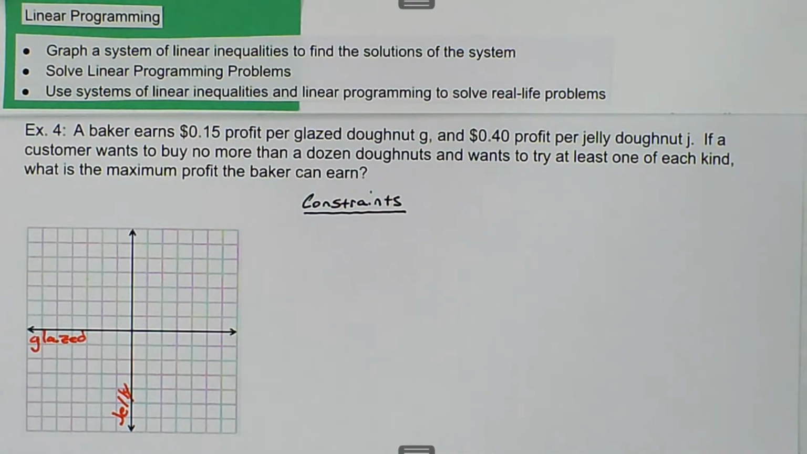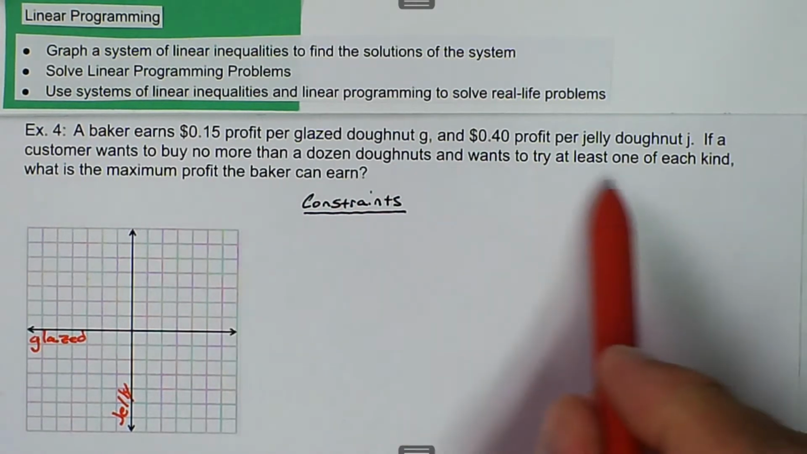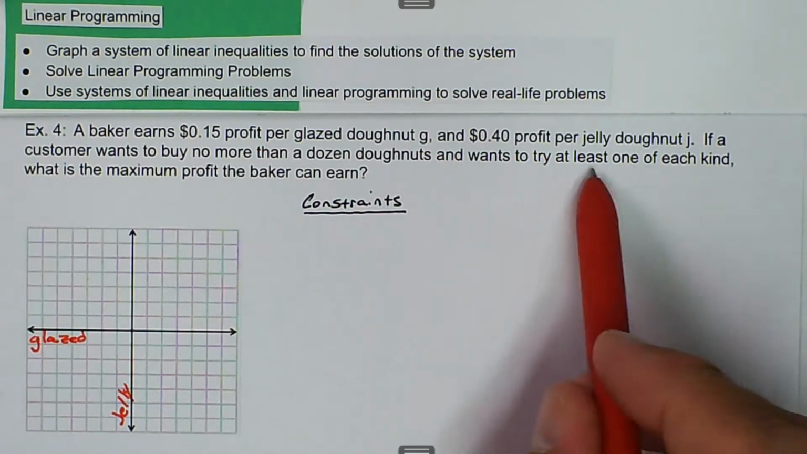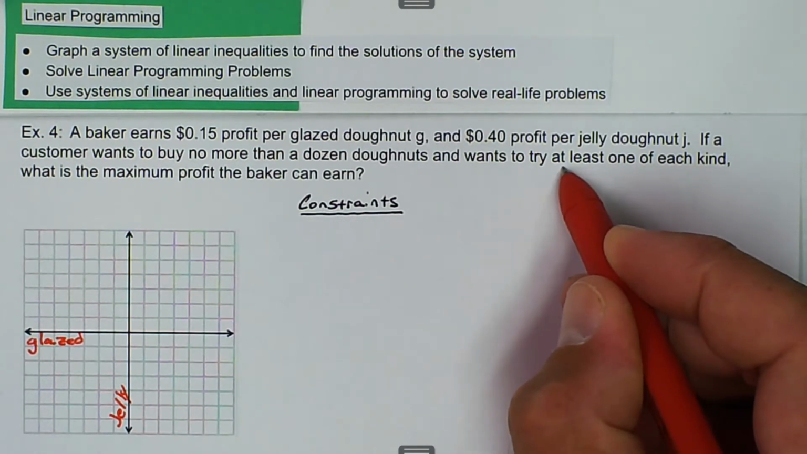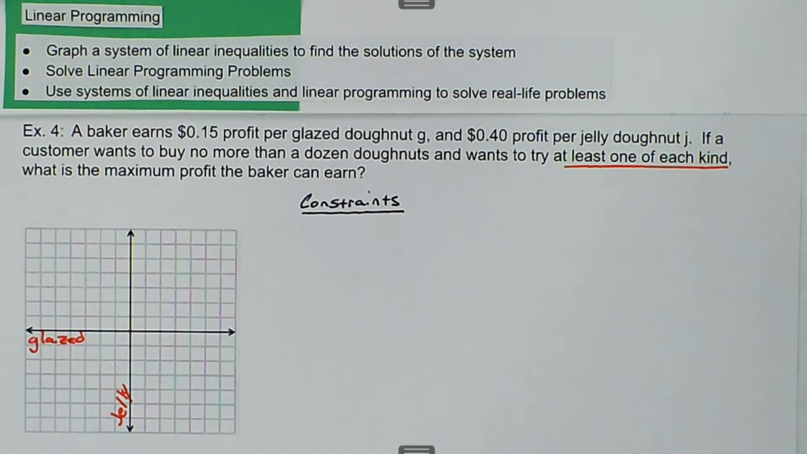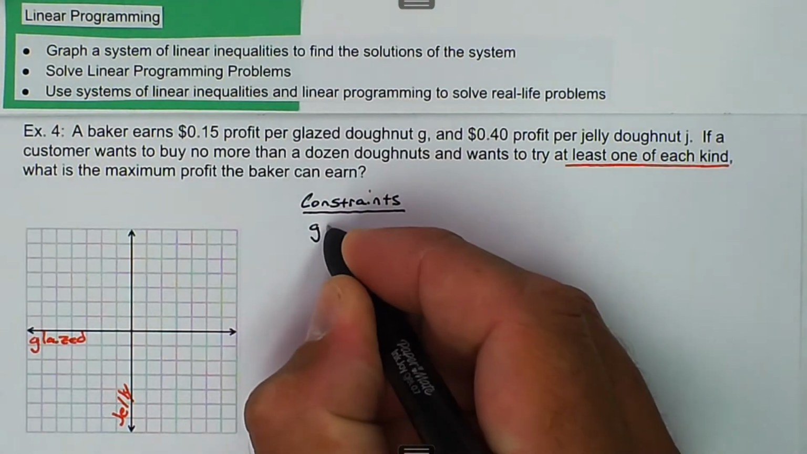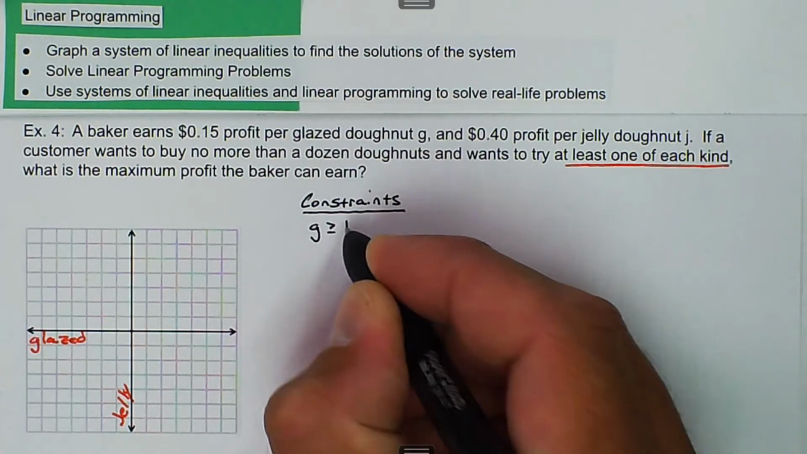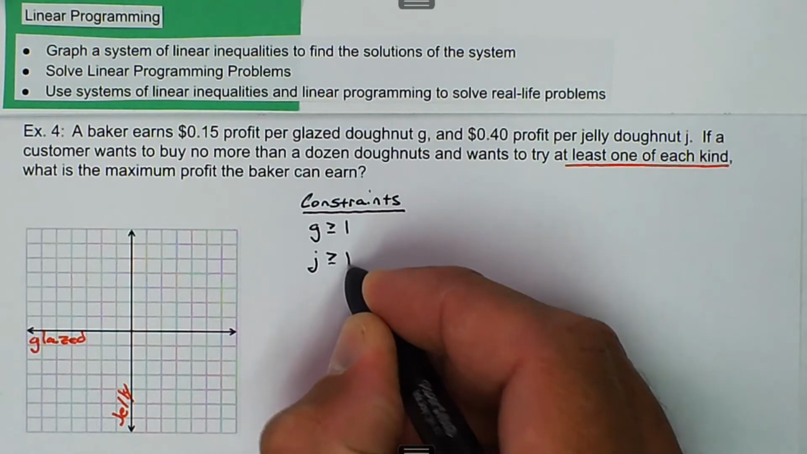And it says at the bottom here, wants to try at least one of each. So at least one of each kind. So in that case, we know that two of the constraints are the glazed donuts have to be greater than or equal to 1, and the jelly donuts also have to be greater than or equal to 1.